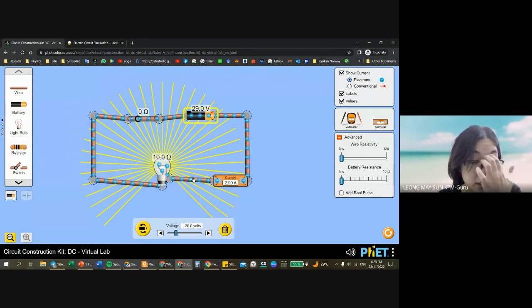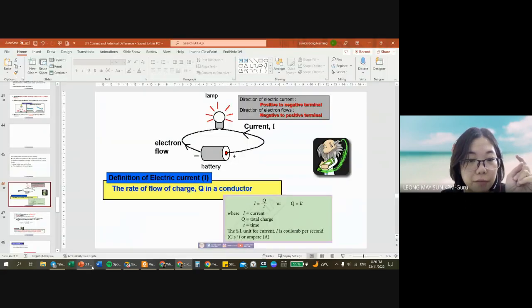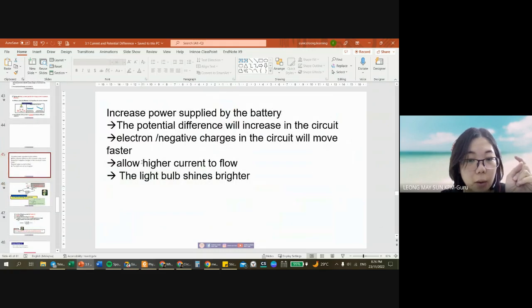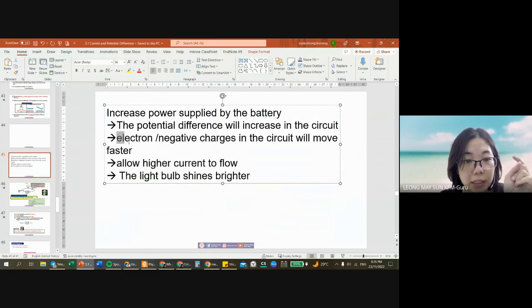So please take note of this situation. The brightness of the light bulb depends on the current flow. If the current flow is stronger, the light bulb will also be brighter. But how do we get the current to become even more? Again, back to the situation that I wrote just now. If you want higher current, you need to make sure the electrons move faster. How to make the electrons move faster? The potential difference in the circuit needs to increase. How to make the potential difference increase? Use a bigger value of battery.